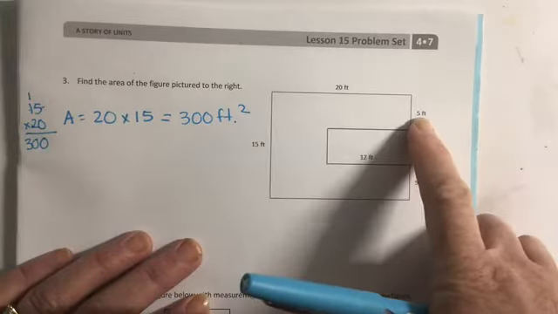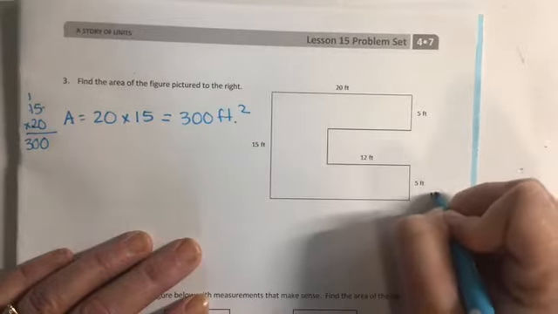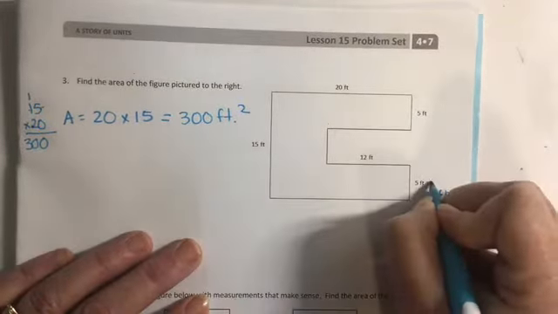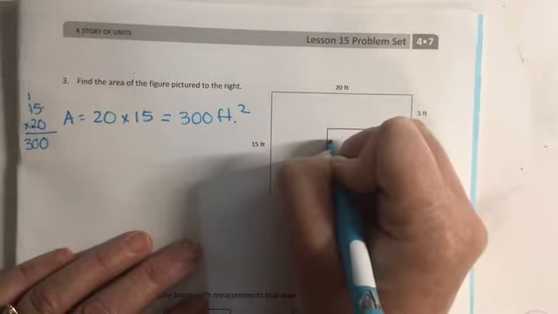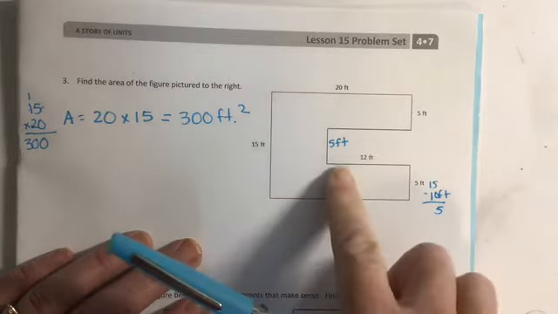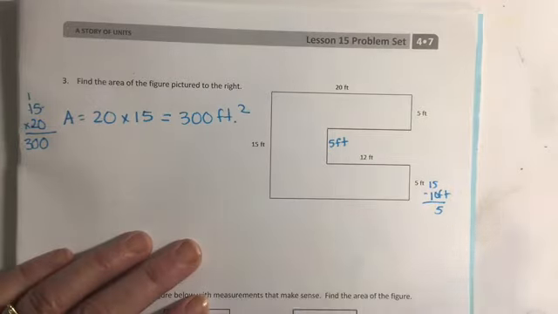So we know this is 5 and this is 5. So that's 5 plus 5, that equals 10 feet. We know that all of it is 15. So 15 minus 10 is 5. So that means that this part that's left over is also 5 feet. They do label this side for us, which is nice. So we are gonna use 12 and 5.